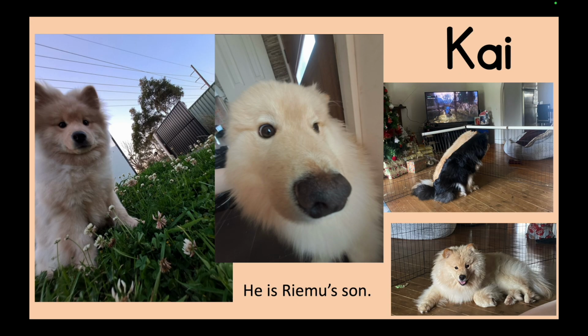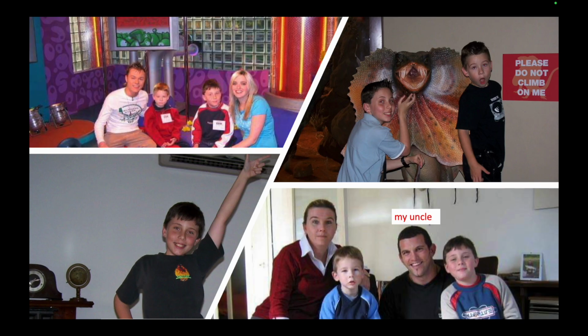So they love it. And then Kai, they find it crazy because this Kai is Rimu's son. And they're like, but he's white and Rimu's black. How can they be mum and son? Oh, and like pictures of your childhood as well. They think it's mind-blowing seeing you as a child.